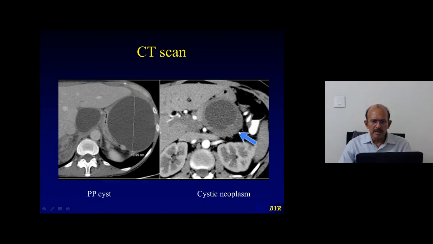So surrounding is the solid component. In the center is the cystic mass. So solid plus cystic both will be there in case of neoplasm. Sometimes you can find septations also. But here you can see uniformly it is made of only cystic mass, but having some debris inside.